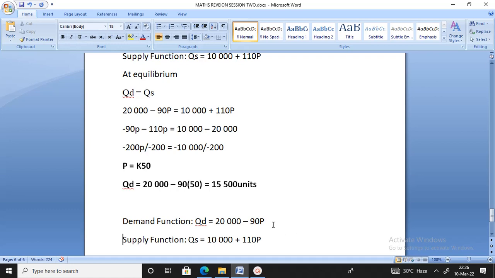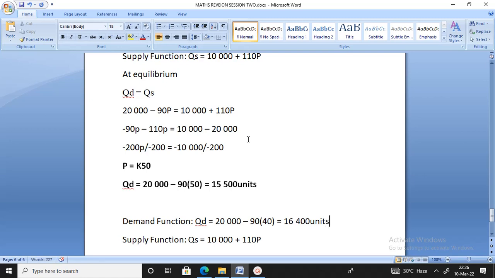Okay, so with the price of 40, what will be the quantity demanded? So you multiply there, where there is P, you put 40. So the quantity demanded will be 20,000 minus 90 times 40. So 90 times 40, that's 3,600. So 3,600 subtracted from 20,000 will give you 16,400 units. So 16,400 units will be bought.